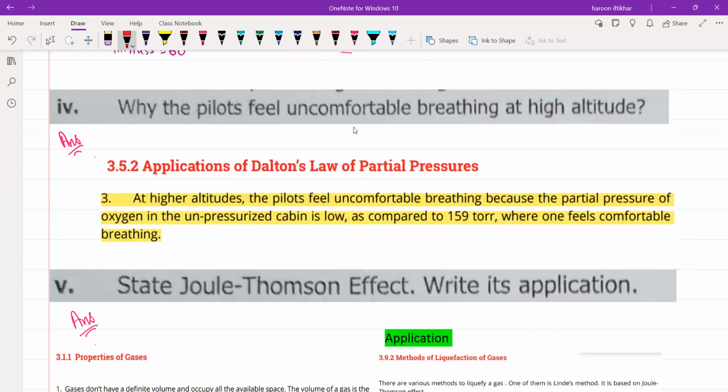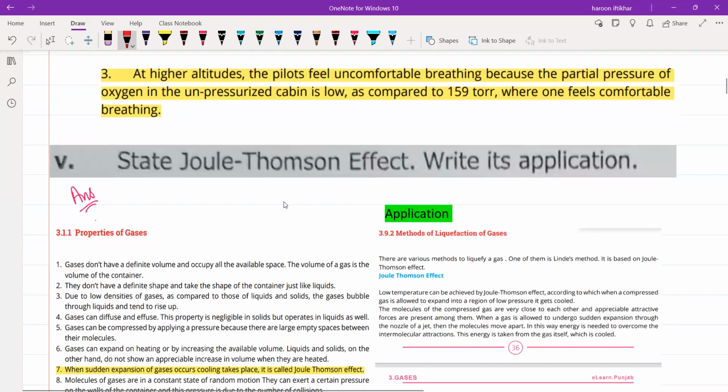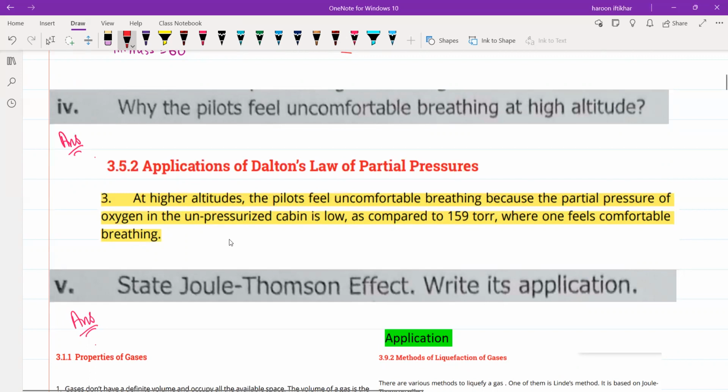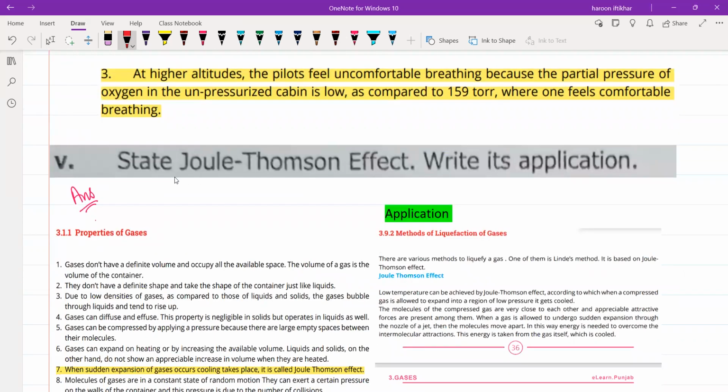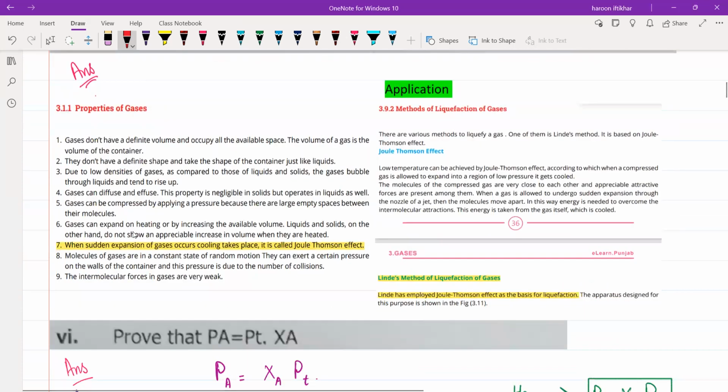Okay. The fourth question is about Dalton's law of partial pressure. Why do pilots feel uncomfortable breathing at high altitude? Definitely at high altitude, the pressure is low in an unpressurized cabin. So you have to write that the oxygen in an unpressurized cabin is low as compared to 159 torr, which is on Earth, and we use this pressure especially for breathing on Earth.